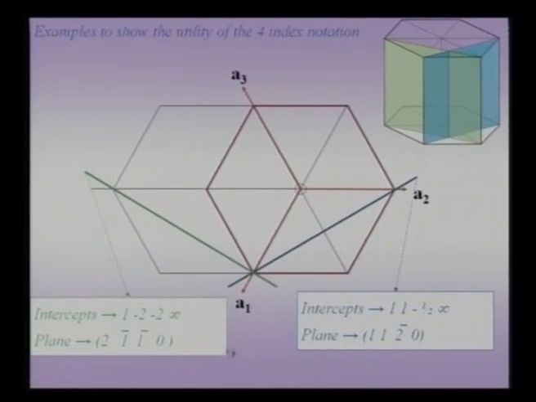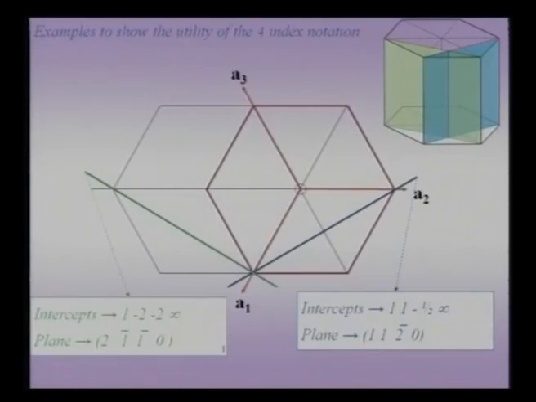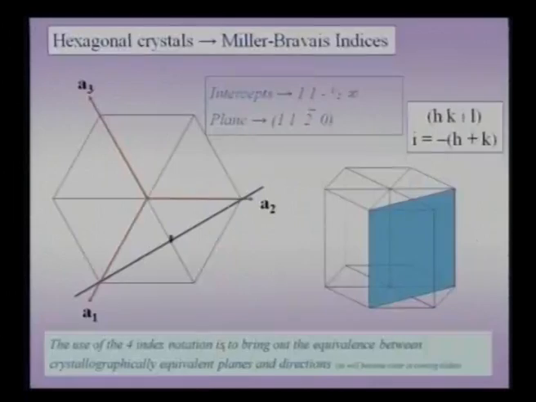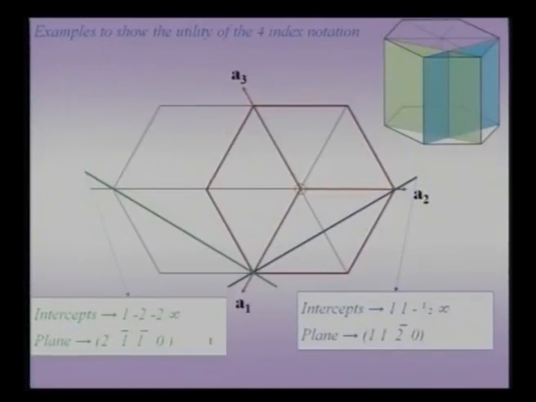Now, we said that the i index is related to the remaining 2 indices, that is why it is redundant. I can derive my i index as minus (h plus k). So, in this case, for instance, it is minus (1 plus 1), which is 2 bar. In this case, my i index, the third index, is minus of (1 plus 1 bar), which is 0, therefore, this is 0. Therefore, I can derive the third index from the first 2 indices.